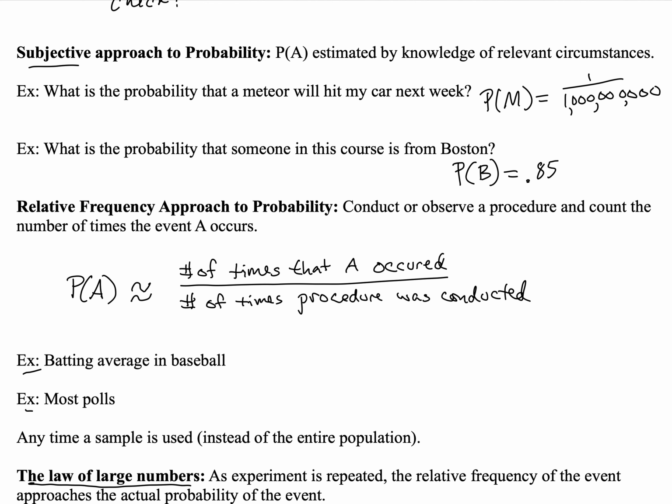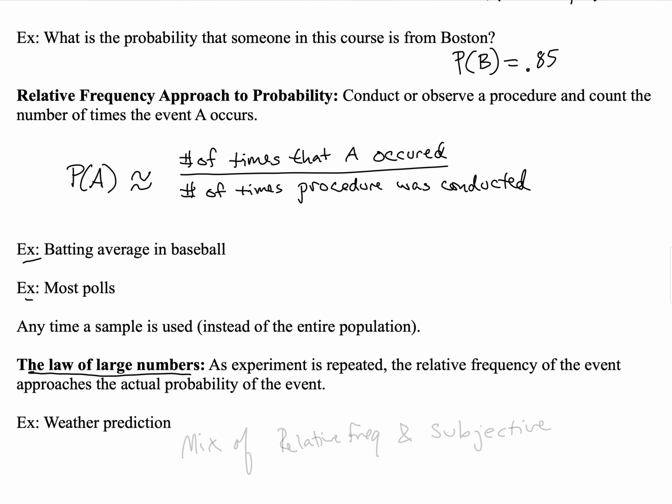The more people that you ask, as long as you got a good random sample, the closer you will get to the true proportion of people who will vote for that candidate or have that opinion. Anytime that a sample is used instead of the entire population, we'd be talking about the relative frequency approach to probability. This first section on probability will generally be used in the classical approach, but later on when we talk about hypothesis testing and confidence intervals, we'll be coming back to the relative frequency approach to probability.